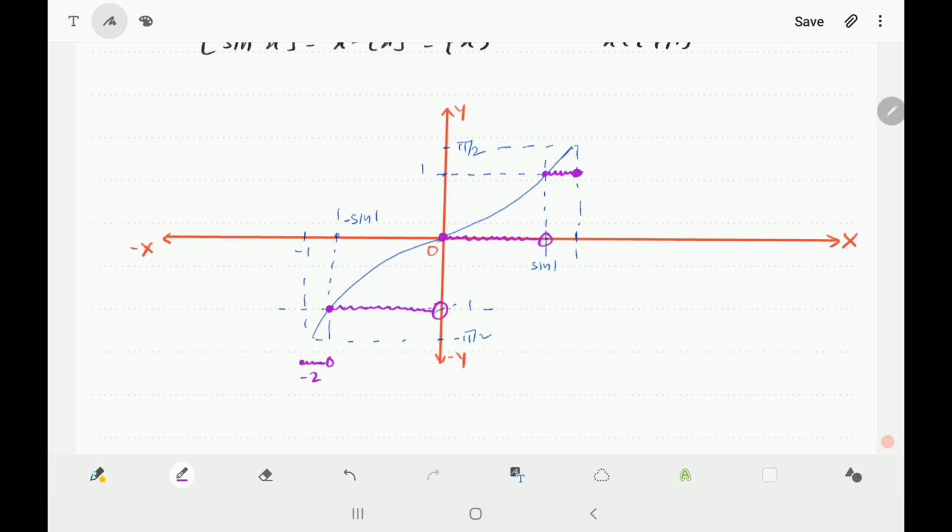Now we have to draw the graph of fraction x. We already know the graph of fraction x, because you have this knowledge that y is equal to x is always above sin x, and tan x is above y is equal to x for x belonging to 0 to pi by 2. So sin inverse x will be above y is equal to x.